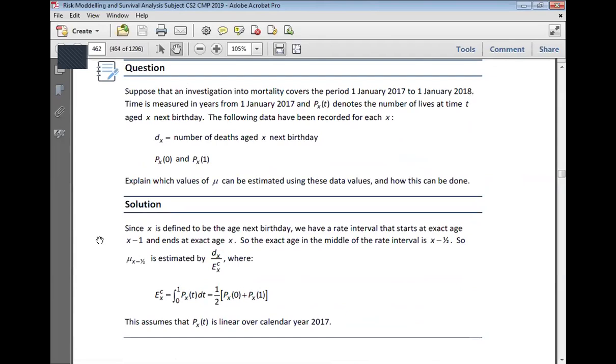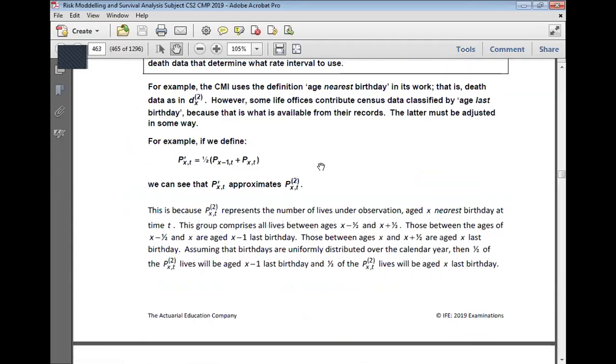So what we are looking at is aged X next birthday. So the formula that we'll be using is again dx upon exc. And for X, the rate interval will be defined from X minus 1 till X. And if I have to figure out mu for this particular interval, then that is just going to be mu of X minus half. Very good. So this was easy. Now let us try to do something else.